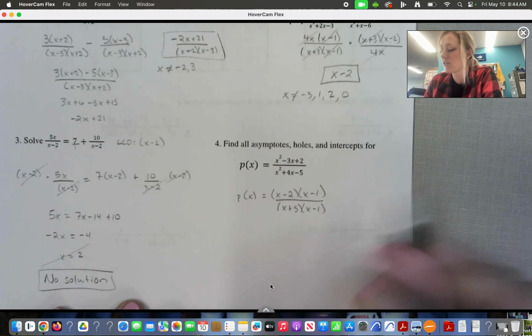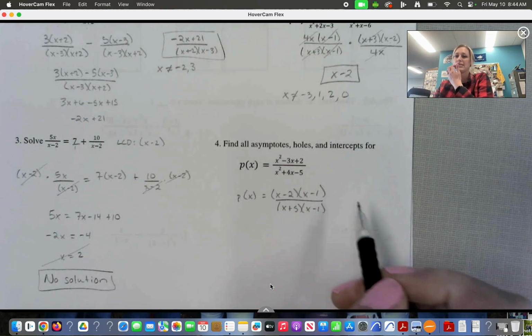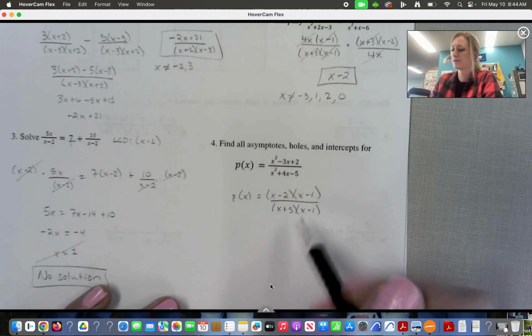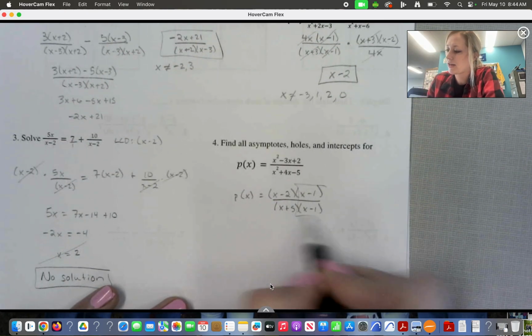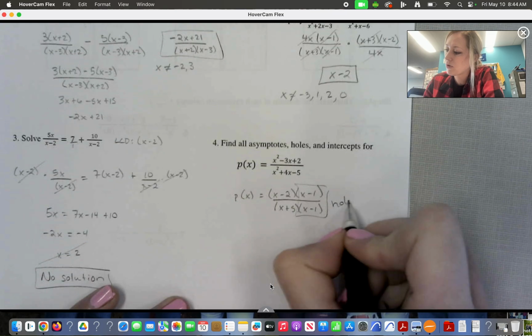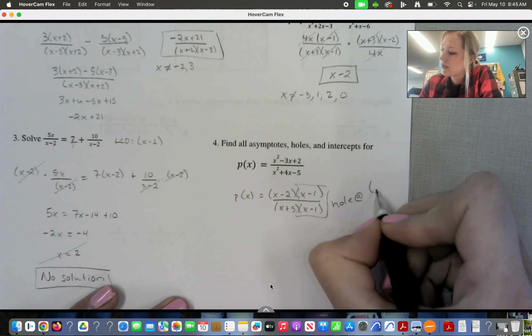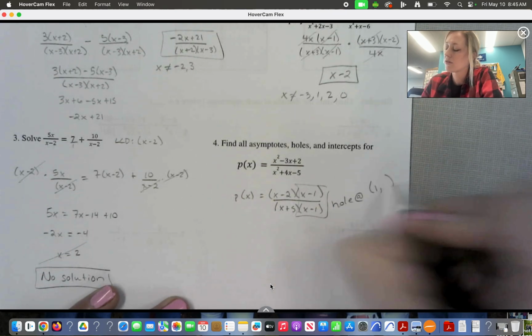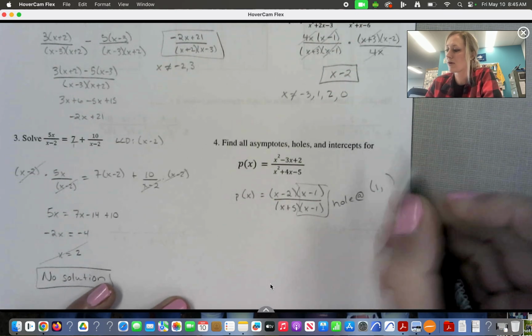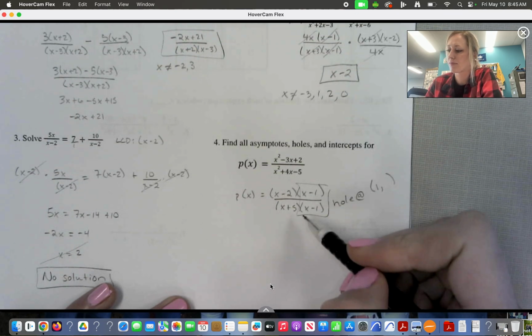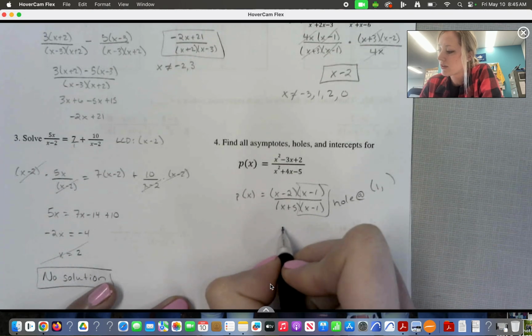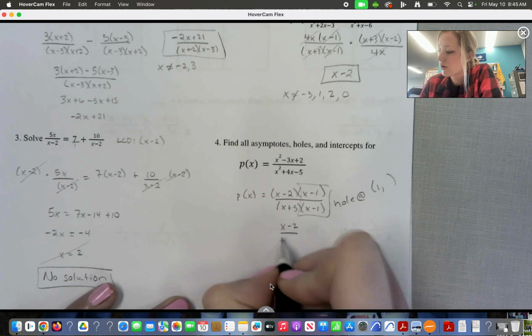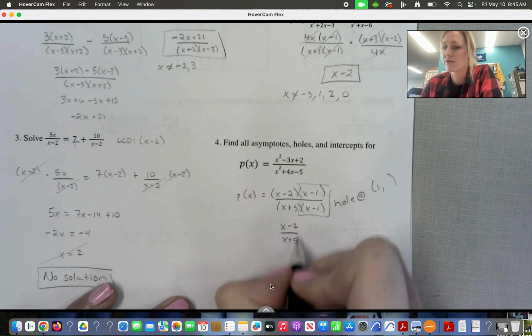Okay, so here's what I like to do first, you guys. I like to find the holes first. So I see I have a hole right here. We're going to have a hole when x is 1. Now we do want to look at what the y coordinate is there. Remember, if I were simplifying this, I would cancel this expression out, and I'd just be left with x minus 2 over x plus 5 as my resulting function.